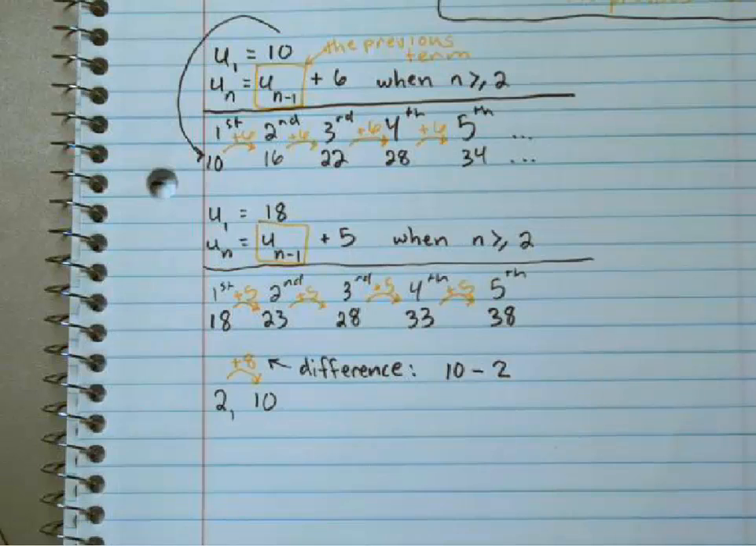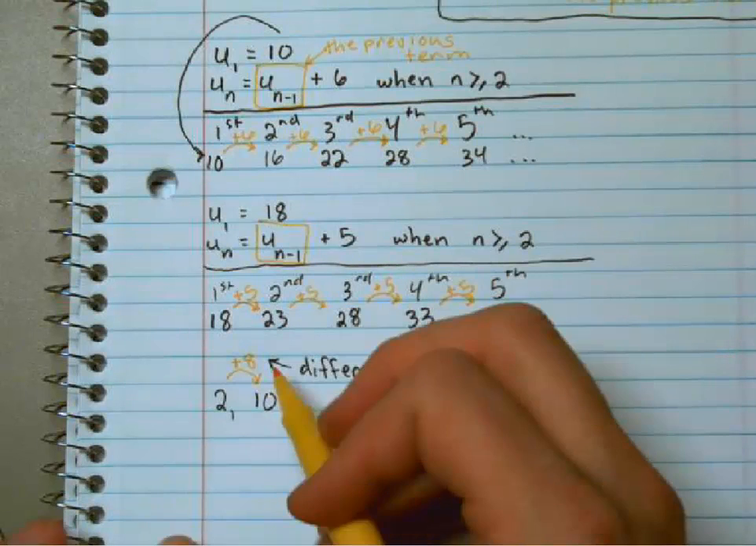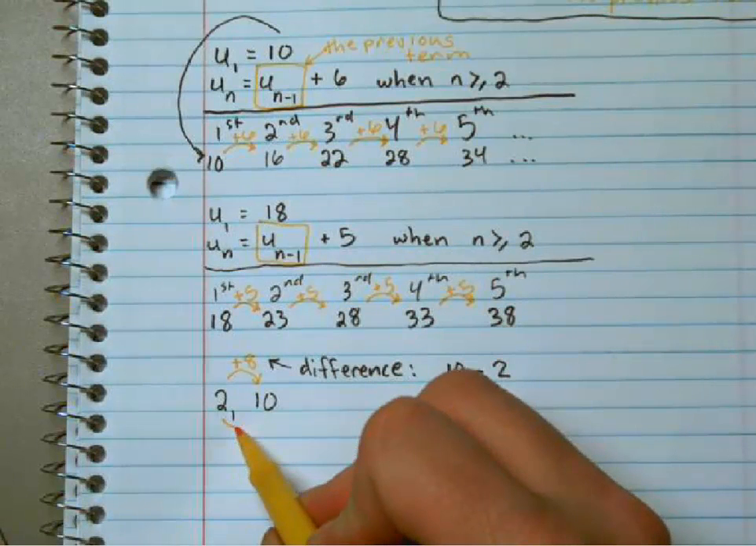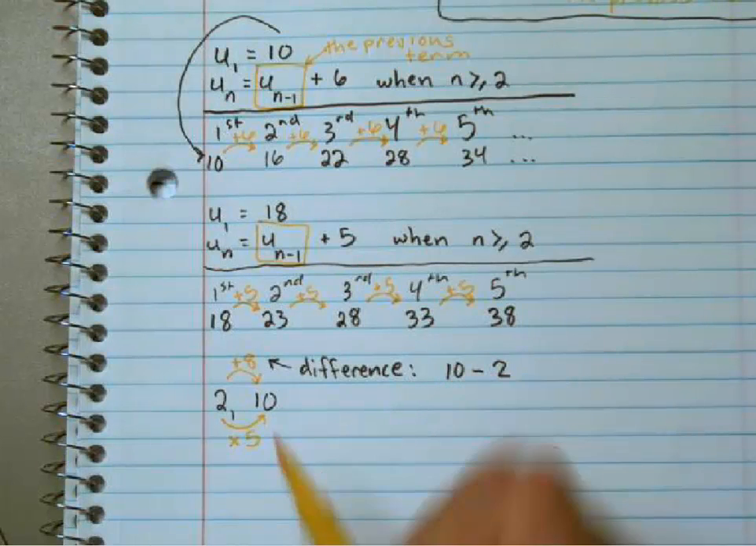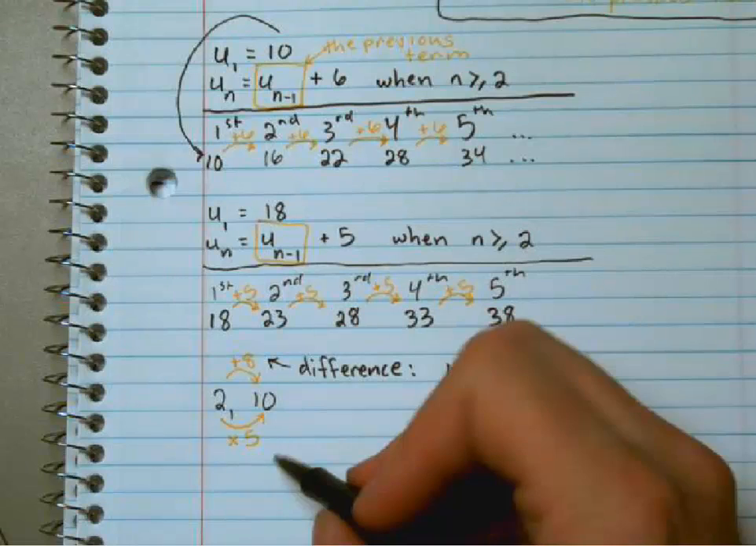Well, adding 8, that's one way of going from 2 to 10. But is there any other way? Well, sure, there's lots of other ways. The next sort of easiest is to multiply by 5. 2 times 5 is 10. This number is called the ratio.